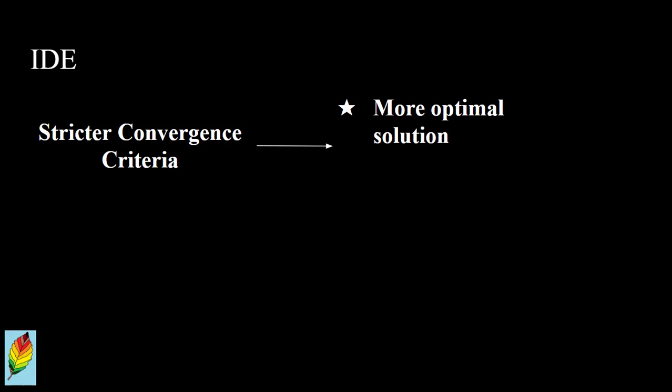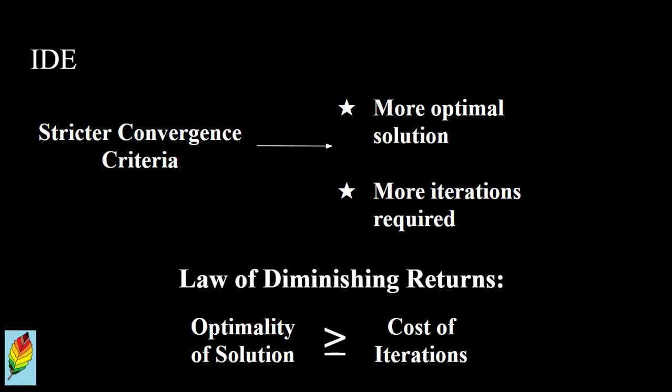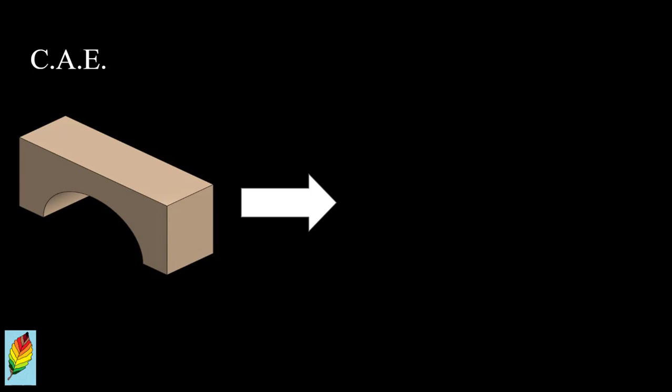The convergence criteria can also be restricted further to ensure a more optimal solution. However, the stricter the convergence criteria, the more iterations needed to converge. This leads back to using the law of diminishing returns to determine when further optimality would be worth the calculation requirements. As you can see, completing CAE for even a simple problem like this one can easily become very cumbersome.